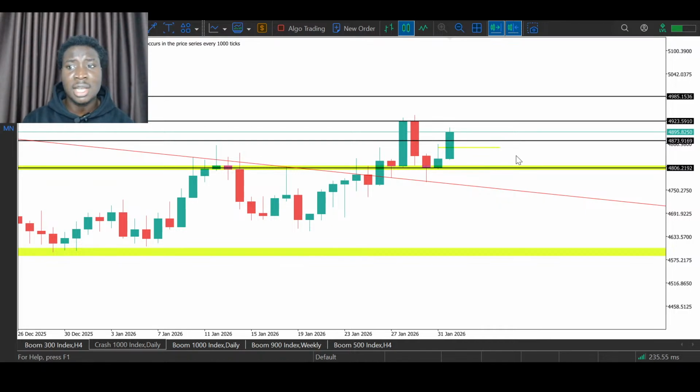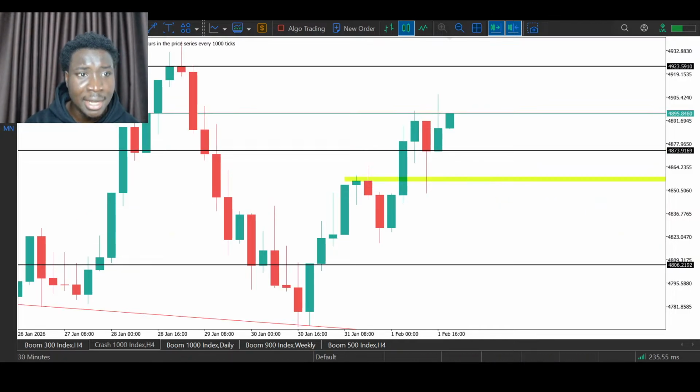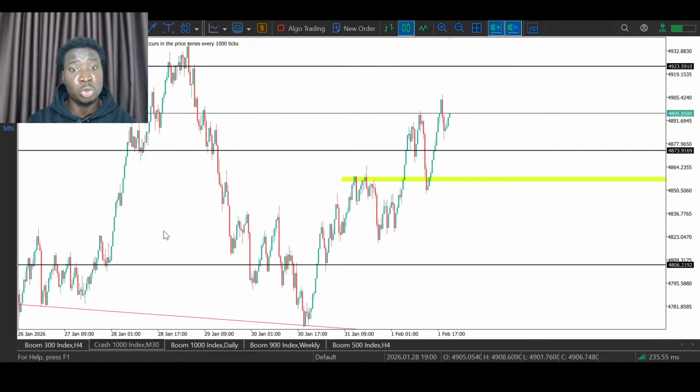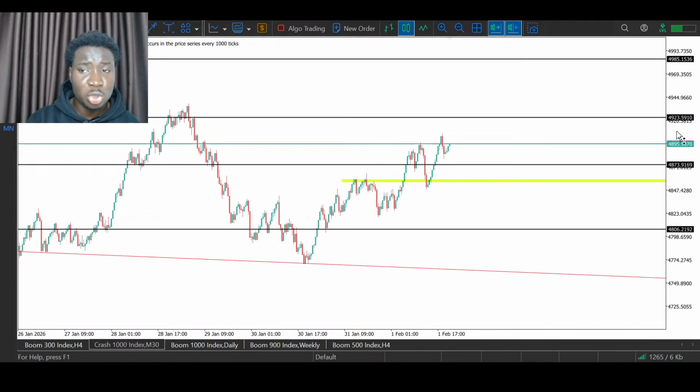So the first area target is 4923. I'm currently waiting for an entry on this. I was so glued to boom 300, I couldn't get a re-entry here, but I'm currently waiting for a re-entry. First level target is going to be 4923. Once I get my criteria for entry right, I see everything aligned properly for me, I'm going to hop in and bag this baby. After that target, the next one, my overall target, is 4985.